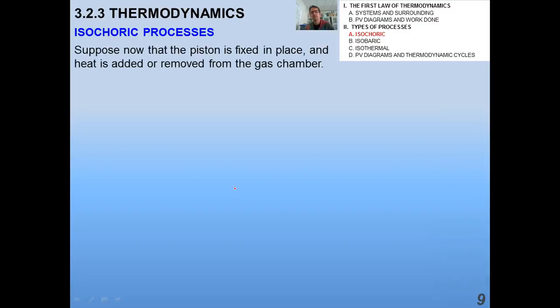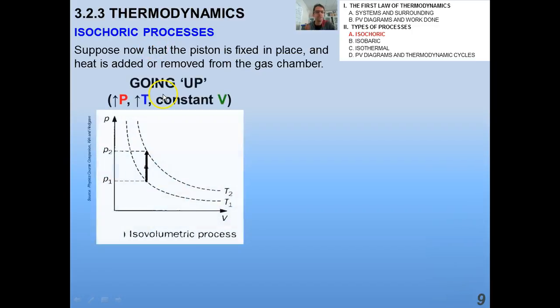I'm going to talk about different types of processes here. The first one is isochoric processes. An isochoric process is an isovolumetric process, when the volume is kept the same. Now suppose the piston, that movable piston chamber, is fixed in place and heat is added or removed from the gas chamber. If you add heat, the temperature is going to go up.